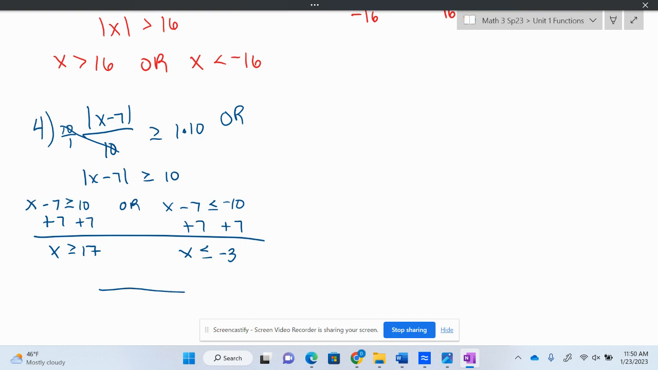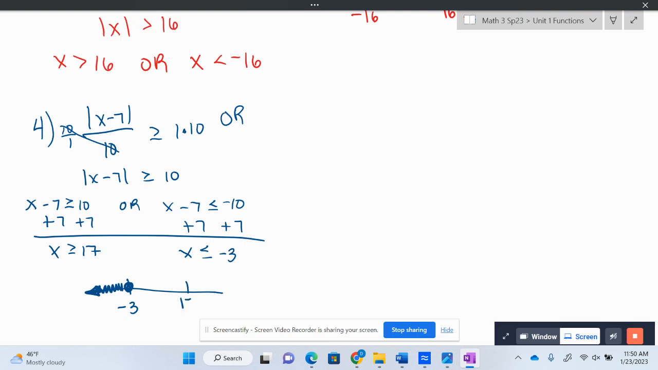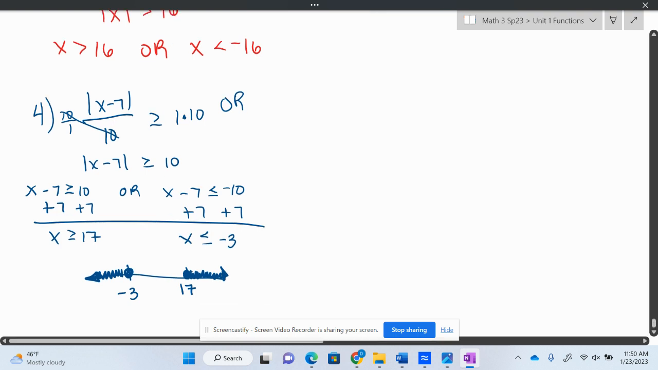If I were to graph these, I would have a closed circle at negative 3. And I'm going to shade all numbers that are less than negative 3. That's going to go in this direction. And then I'm going to have a closed circle on the 17. And x is all values bigger than 17, bigger than or equal to, right? So that's what my graph looks like. Again, ors go in opposite directions.